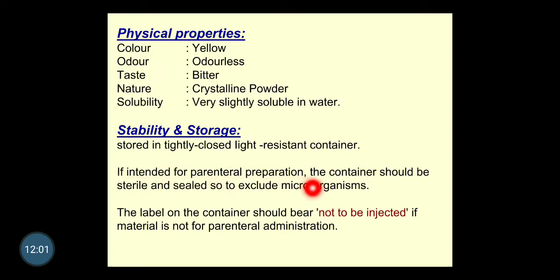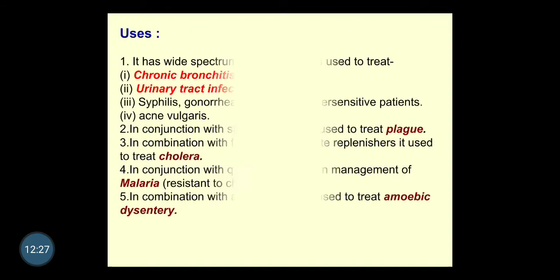Next, stability and storage: it should be stored in a tightly closed, dry container. If it is intended for parenteral use, the container should be sterile as well as sealed, so as to exclude microorganisms. This is called the sterility criteria. It is to be followed when it is to be injected, and if it is not for parenteral administration, then there should be a clear instruction on the label not to be injected. So this was the labeling instruction.